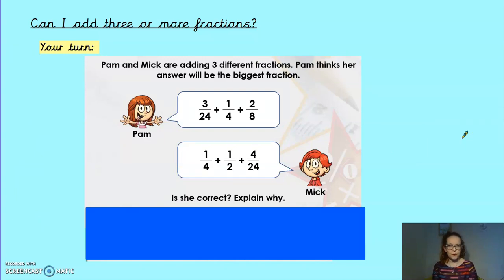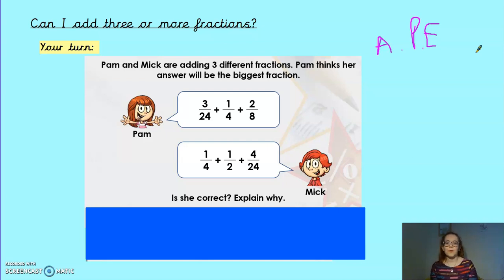Okay, this one's for you. Pam and Mick are adding 3 different fractions. Pam thinks her answer will be the biggest fraction. Do you agree? Is she correct, and can you explain why? I want you to use APE, which is our answer, our proof, and I'll explain with some very weird handwriting, Miss Rutherford. Answer, proof, and then explain it, please.